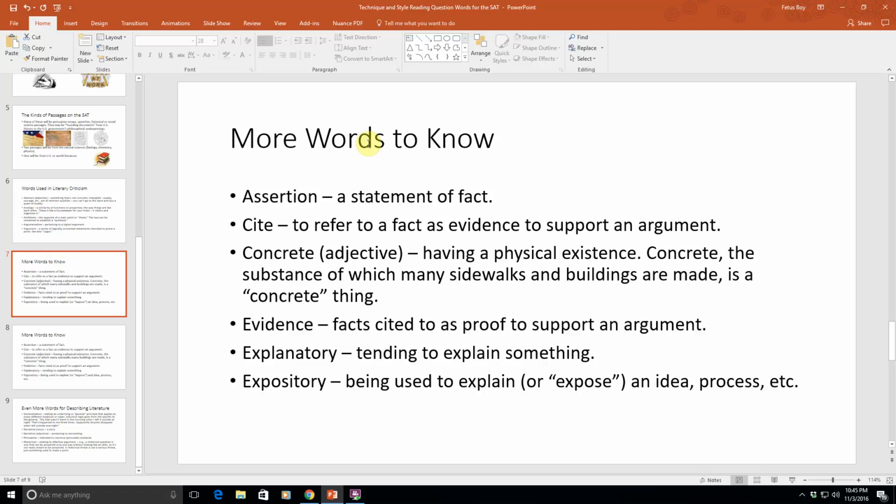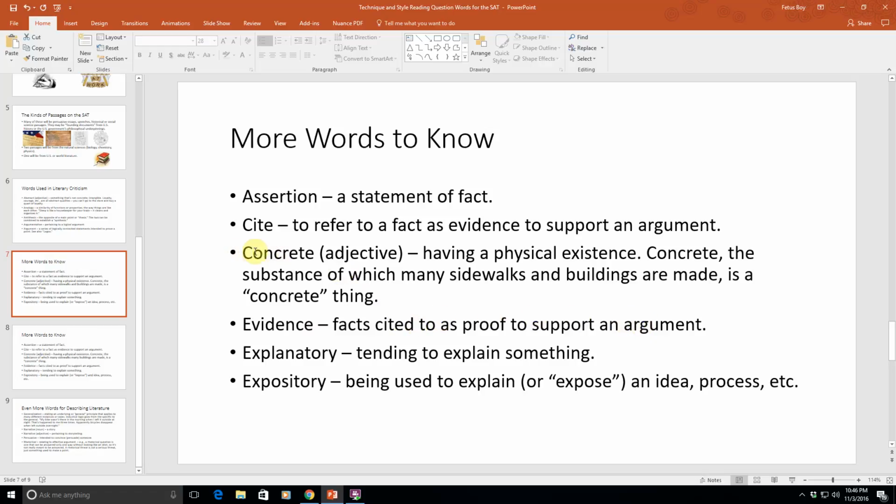If I said mint chocolate chip is the best kind of ice cream, that is an assertion. However, if I did that, you would probably ask me to cite, C-I-T-E, some evidence to prove that mint chocolate chip is the best ice cream, since after all, you know that Rocky Road is the best kind of ice cream. So if I'm citing a fact, I am using that fact as evidence to support an argument. So as we can see below, evidence is a fact or facts cited as proof to support an argument.